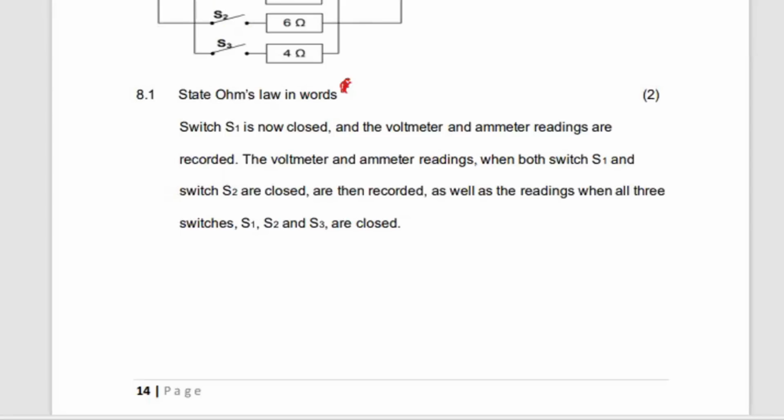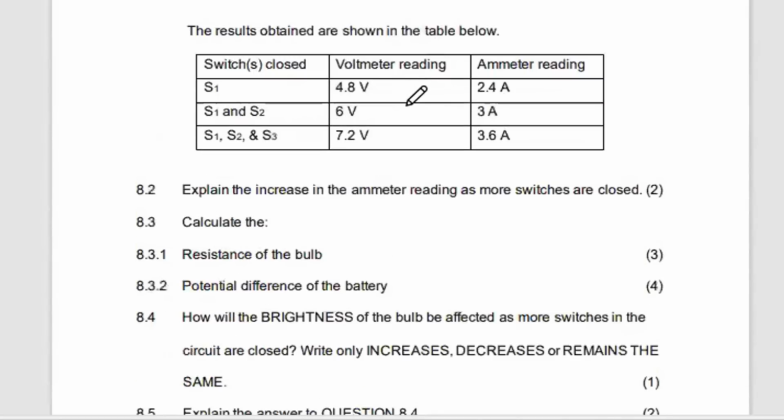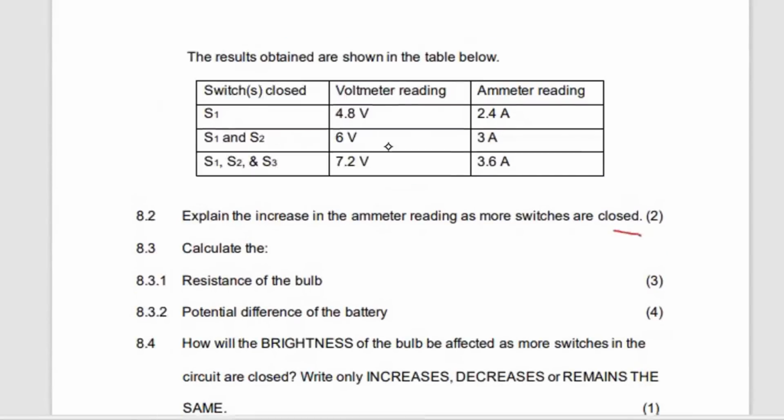We're saying the potential difference is directly proportional to the current at a constant temperature. So S1 is now closed. Voltmeter and ammeter readings are recorded. Voltmeter and ammeter readings will be recorded when S2 is closed and recorded when S3 is also closed. They give us the table of results. Then they're asking us to explain why there's an increase in the ammeter reading as more switches are closed.